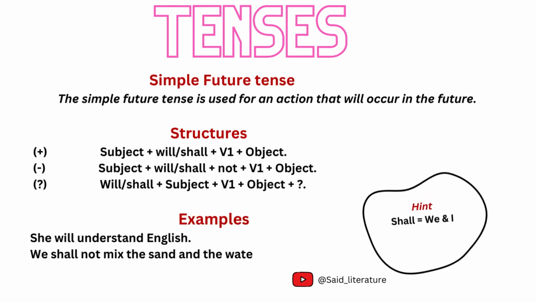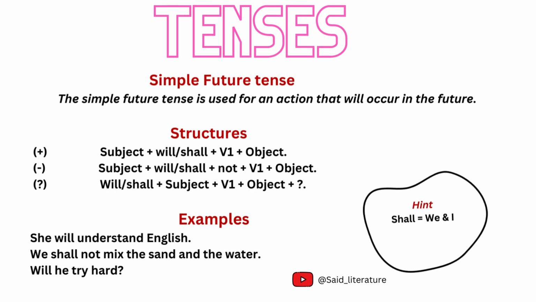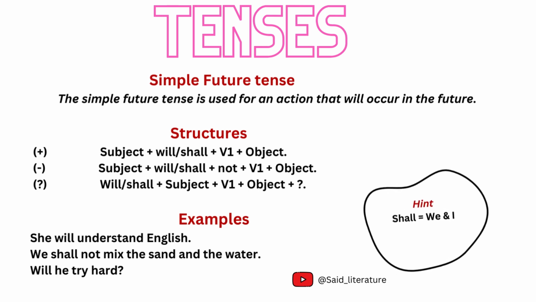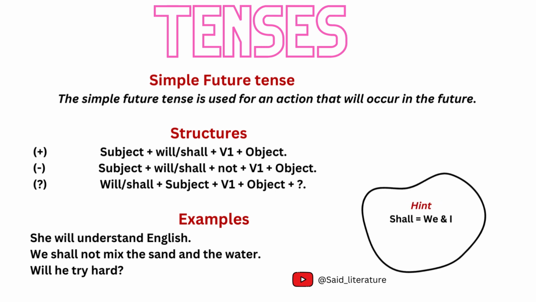Structures of the simple future tense are positive, subject plus will or shall plus first form of verb plus object. Negative, subject plus will or shall plus not plus first form of verb plus object. Interrogative, will or shall plus subject plus first form of verb plus object plus question mark.